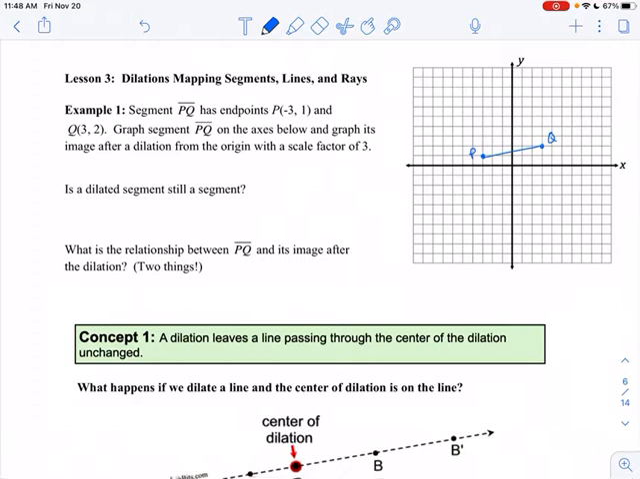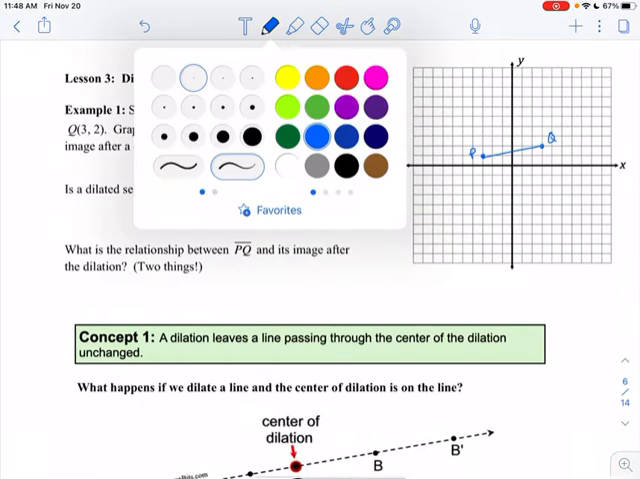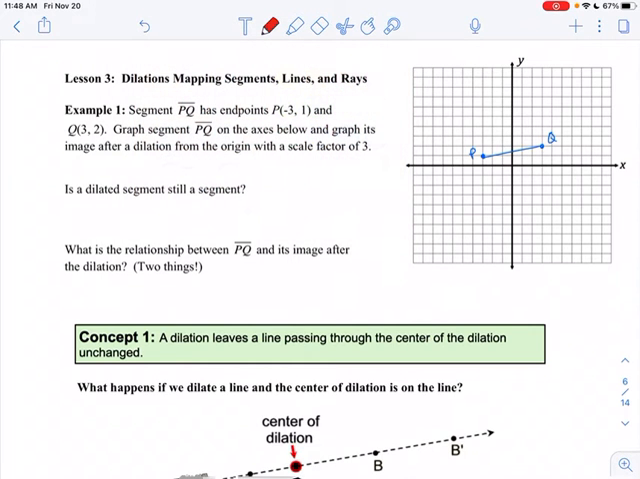And I'm going to connect them. And now I want to graph the image after a dilation from the origin with a scale factor of 3. So let me change up colors here. I am taking P and I am dilating it with a scale factor of 3. So that means I'm going to multiply X by 3 and I get -9. And then I'm going to multiply Y by 3 and I get 3.